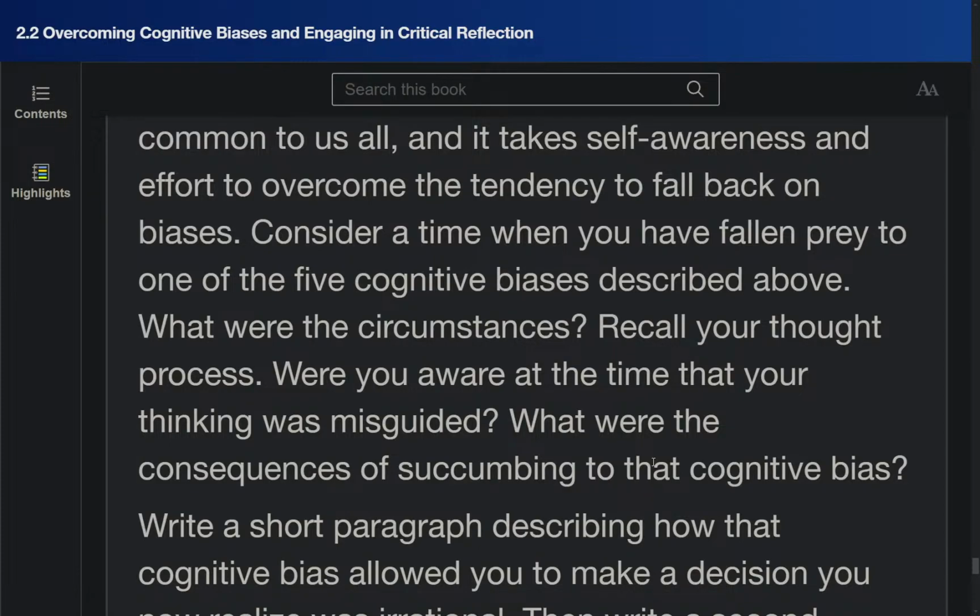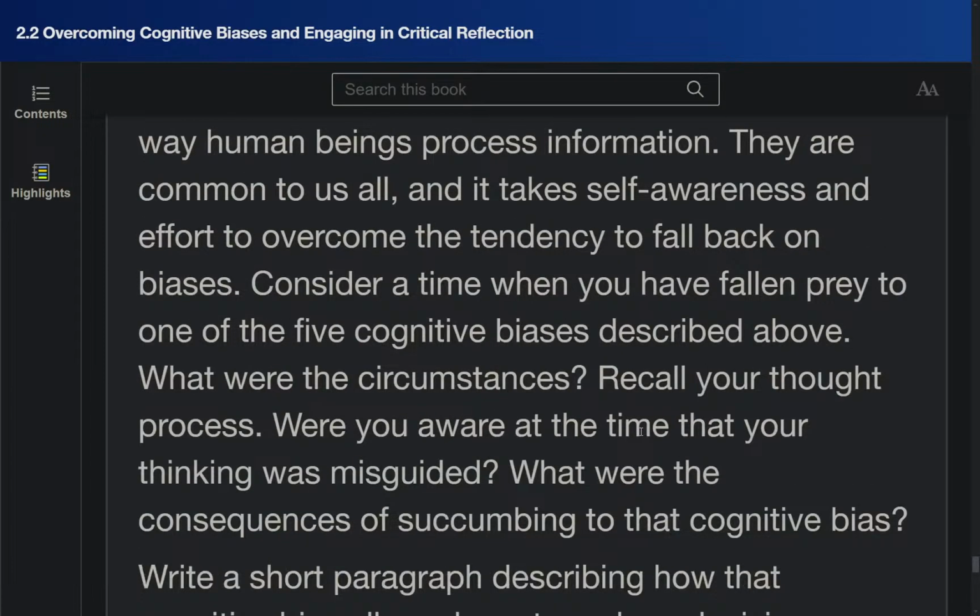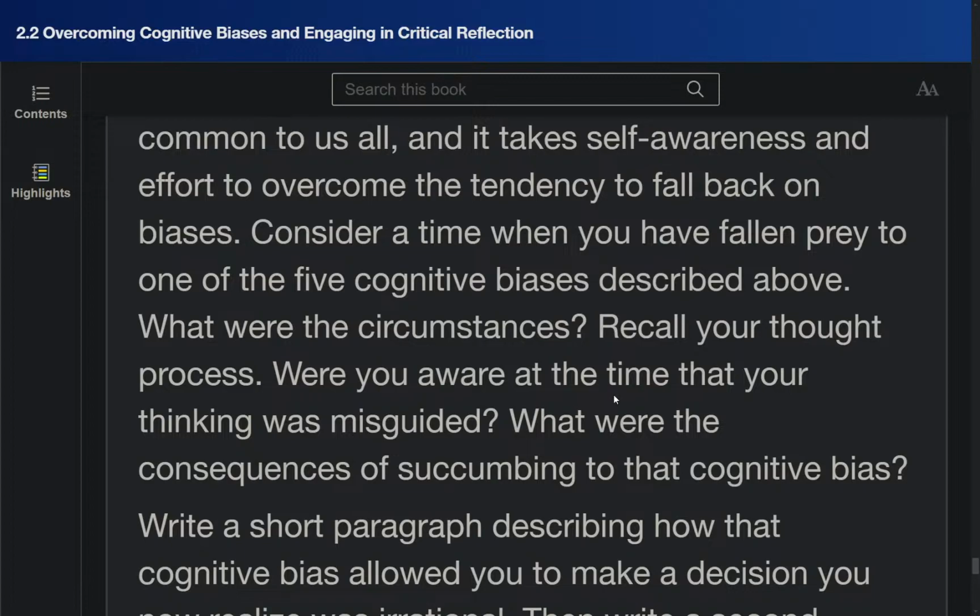My thought process. Recall your thought process. Were you aware at the time that your thinking was misguided? No, of course not. What were the consequences of succumbing to the cognitive bias that I have? I dismissed the number 50, sorry, because it shows number 30.